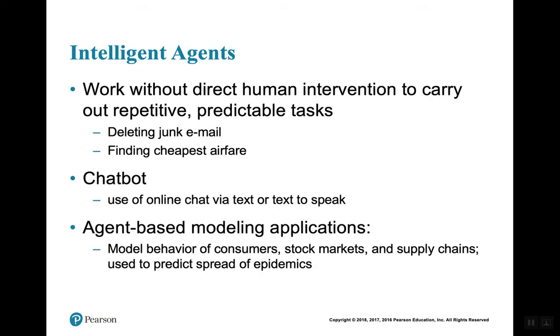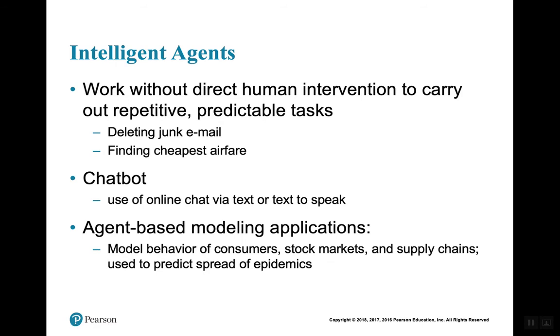And then intelligent agents. We see a lot of these intelligent agents in action now. They're fairly small and very focused. We like deleting junk email and finding the cheapest airfare. One we see sometimes is what we call chatbots, which is a simulation of somebody on the other end of a chat line.